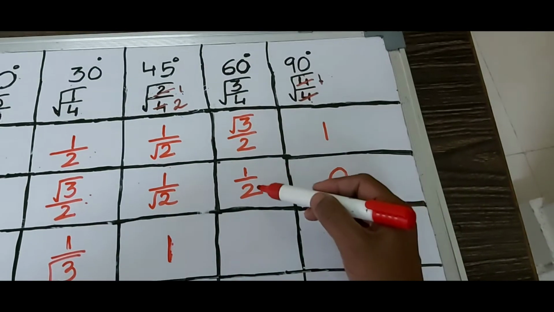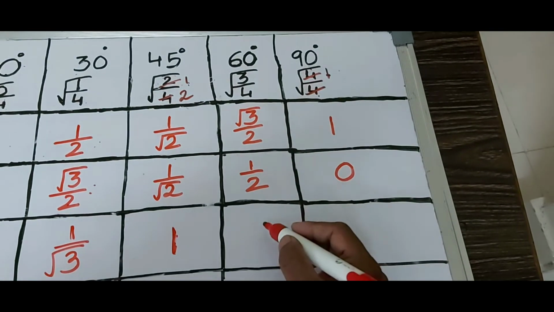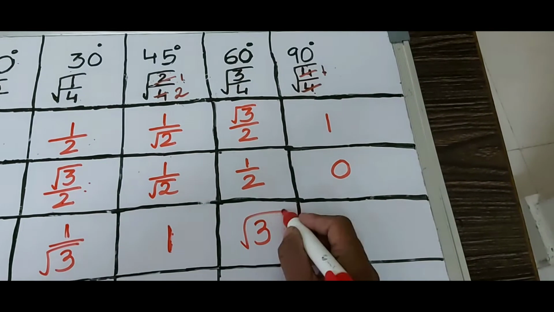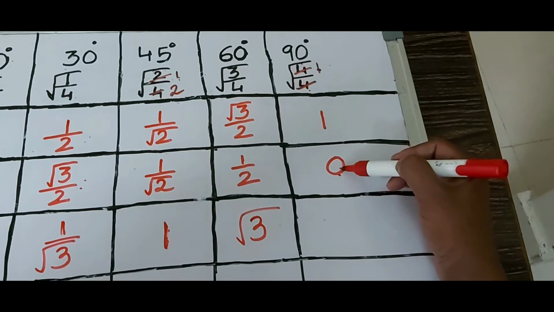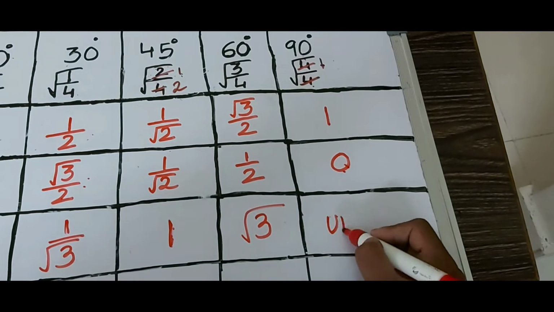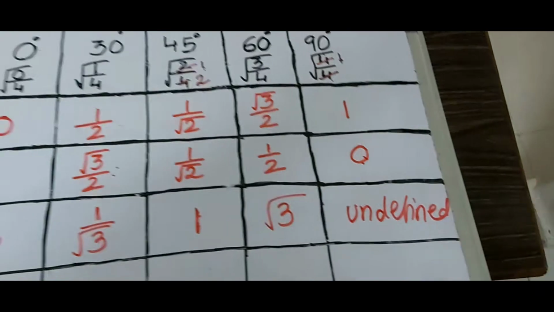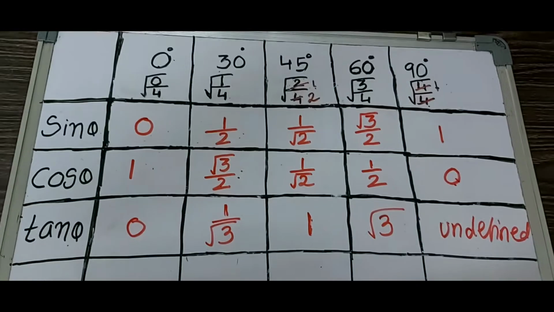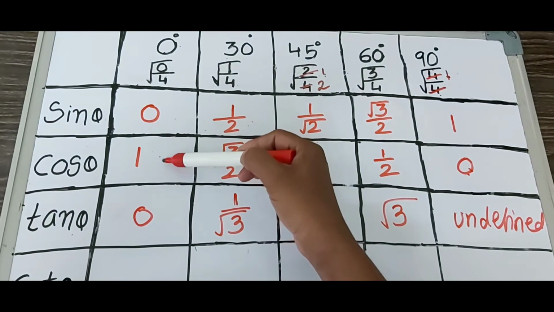Here, denominators would get cancelled, root 3 will remain in the numerator. 1 by 0. When you have 0 in the denominator, it becomes undefined. So these are the tan values which we got by dividing sin and cos.